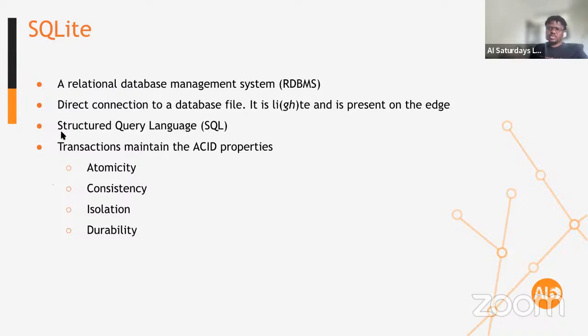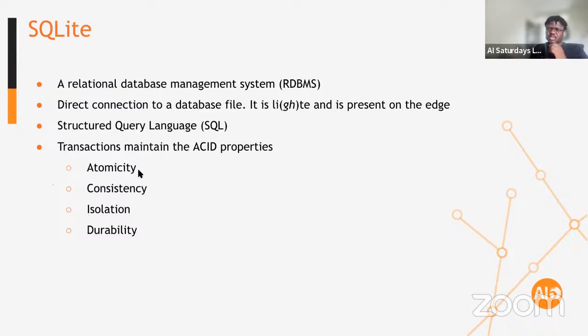I mean, of course, it uses SQL. SQL stands for Structured Query Language. Now, transactions maintain the ACID properties. I've said all of this, but just to reiterate that with SQLite, you are not losing any of the features of having relational databases. And the main properties of relational databases are acronymized to the ACID properties. So: atomicity, consistency, isolation, and durability.